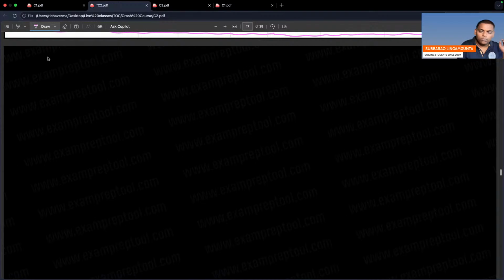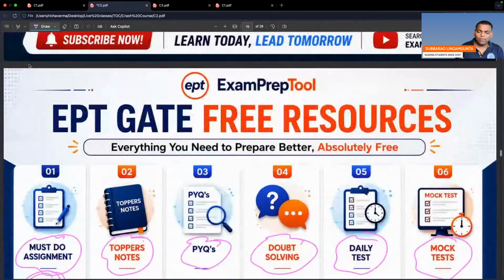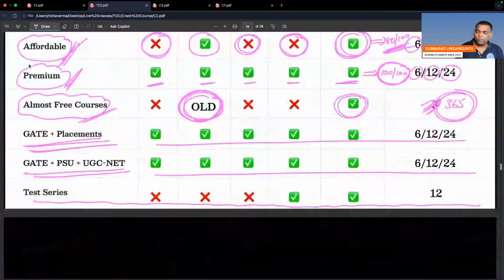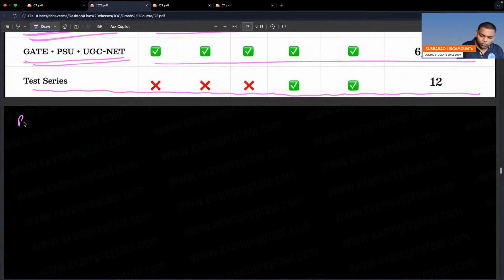Same problem, construct minimal DFA. I think previously it was problem number 11. Let's go to problem number 12. Same, previously at least 3, now at most 3.